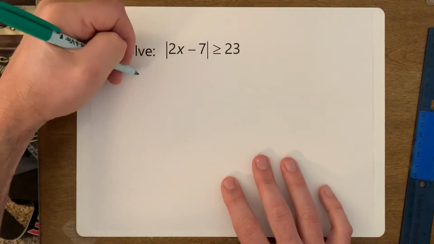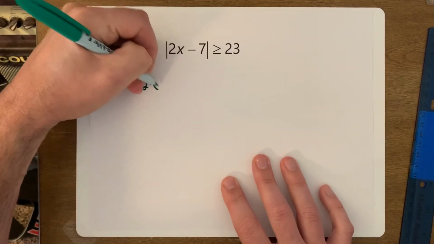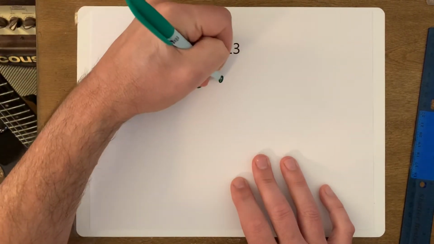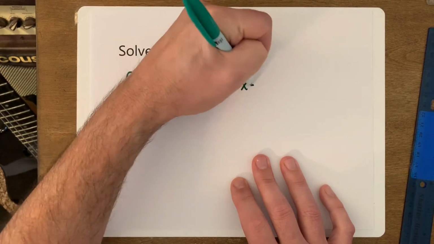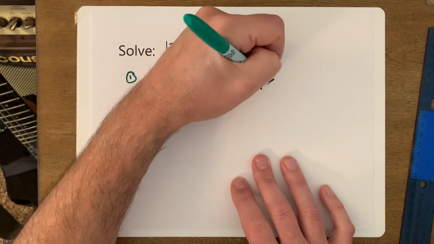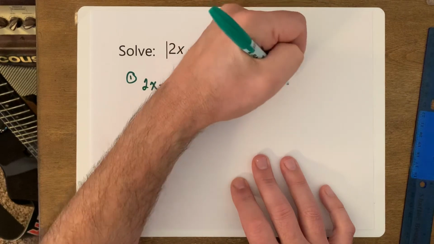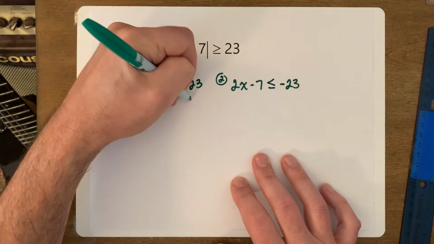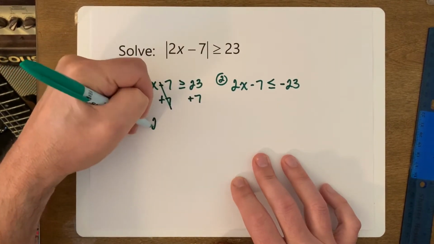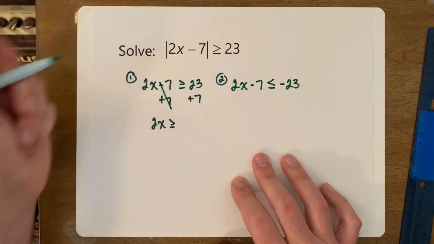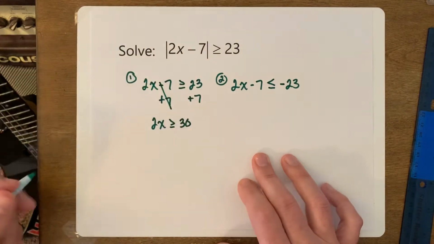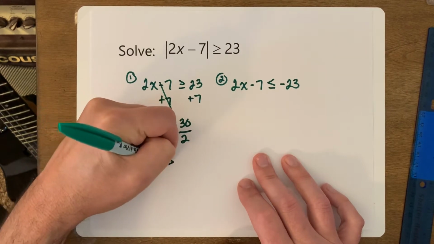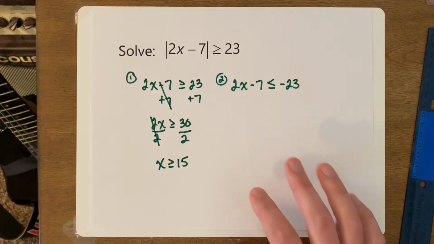Okay, so we've got two inequalities. 2x minus 7 greater than or equal to 23. And we have 2x minus 7. Flip it. Less than or equal to. Make that negative. -23. All right, so let's take a look. +7 plus 7. 2x greater than or equal to, and that would be 30. Divide by 2. X greater than or equal to 15 for the first one.